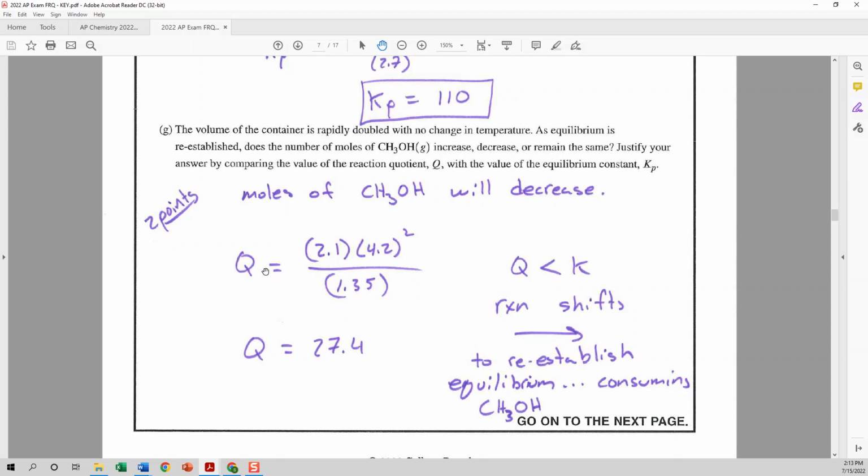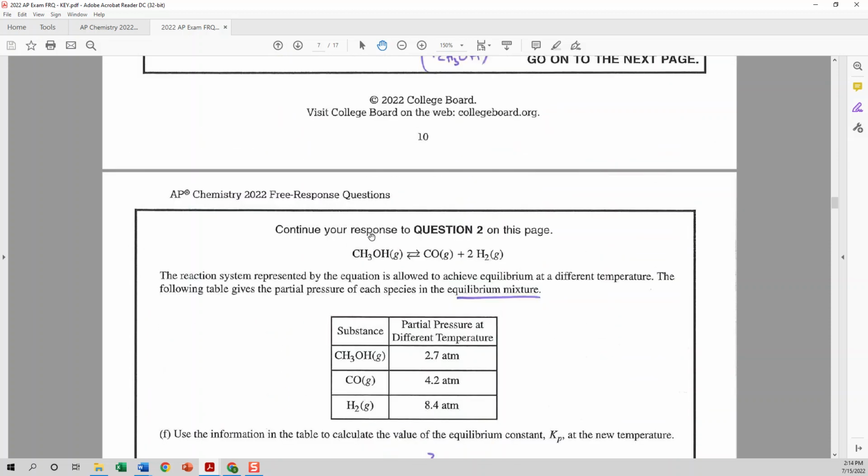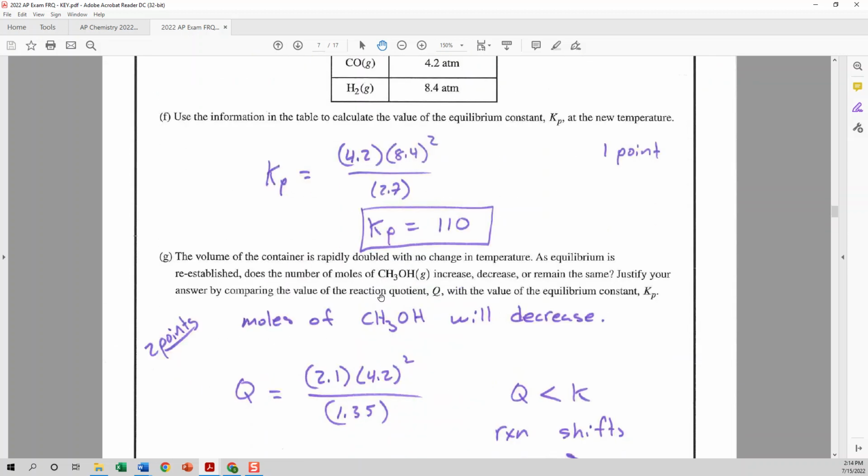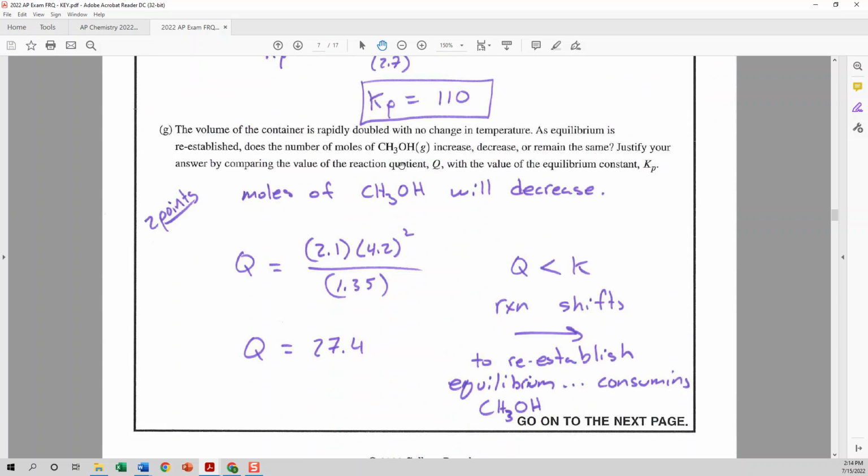A Q calculation is you plug in the pressures or the concentrations, in this case the pressures, into the same expression that the Kp is equal to. So Qp and Kp are equal to this expression. When you plug in the equilibrium amounts, then you get a K value. But if you plug in different amounts, then you get a Q value. Then you compare the Q to the K value and see which way it's going to shift.